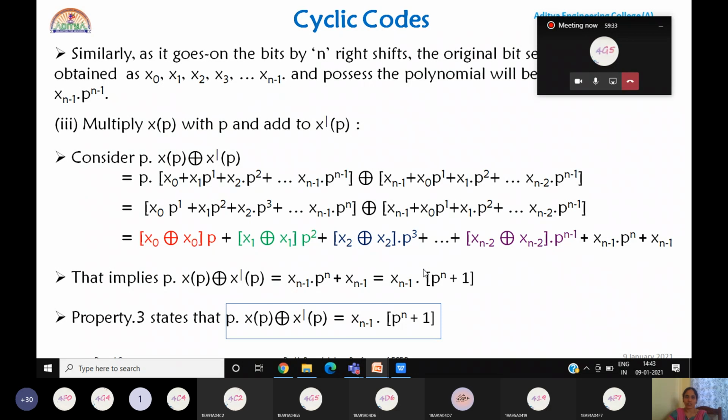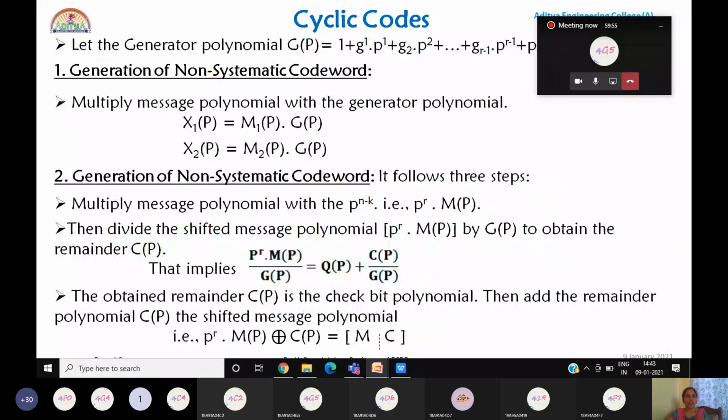Okay, so while doing some of the examples, you can find out where you can use this kind of properties. So we have studied three properties. One is the linearity property, the other is the cyclic property, and the third one is the general property equation where p into x of p XOR x dash of p is xn minus 1 into p power n plus 1. Okay, remember this third relation.